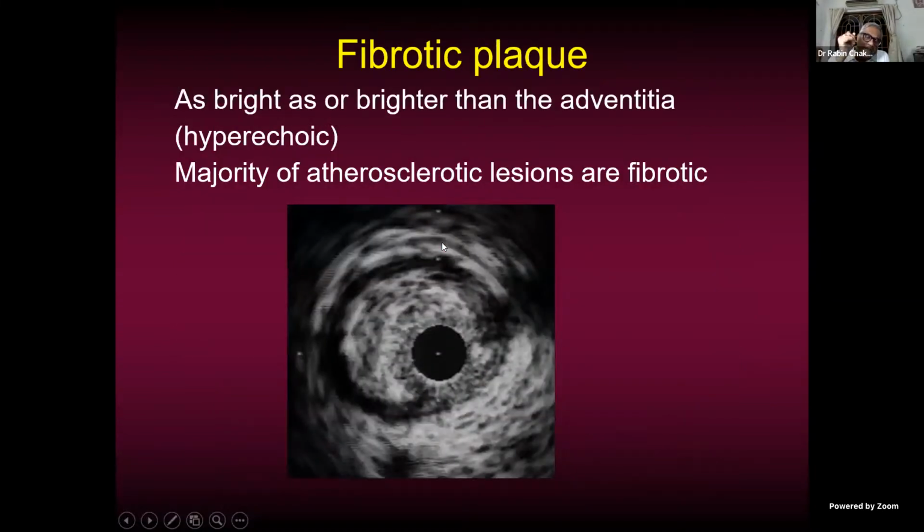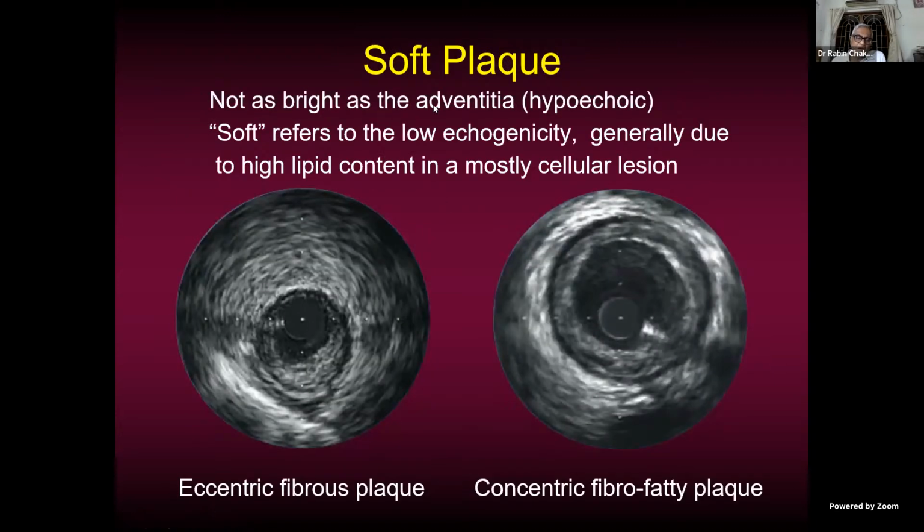Then this is a fibrotic plaque. There is no calcium. You can see it is as bright as or brighter than the adventitia. This is the fibrosis. The majority of associated lesions are fibrotic. This is the catheter, IVUS catheter. This is media. This is adventitia, and this is the fibrotic plaque. No calcium here. You can see that. Then one soft plaque, which Ritik has shown in his patient, not as bright as adventitia. Hypoechoic, soft, refers to low echogenicity, generally due to high lipid content and mostly cellular lesions. And I think Dr. Kamal also mentioned the macrophages, those kinds of things. They're very soft and mostly cellular lesions.